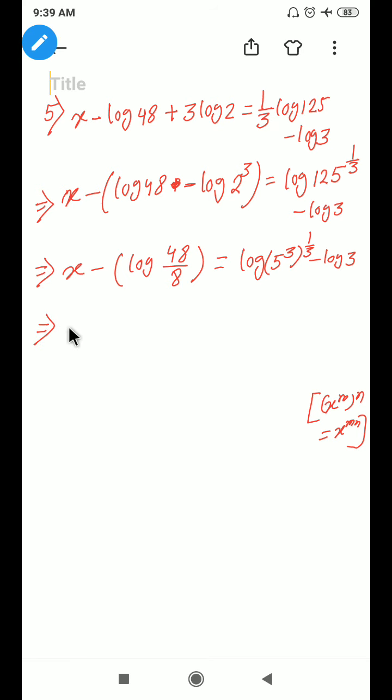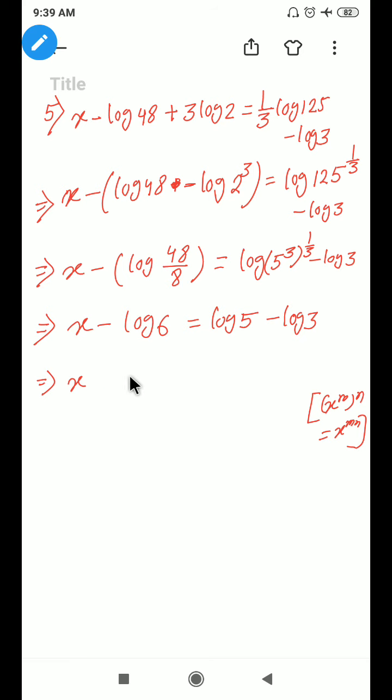So now you can write x minus log, 48 by 8 will be 6, and here you can use the formula x to the power m whole to the power n is x to the power mn, you have to multiply 3 into 1 by 3. If you multiply 3 into 1 by 3, this will be nothing but 1. So 5 to the power 1 means 5, minus log 3.